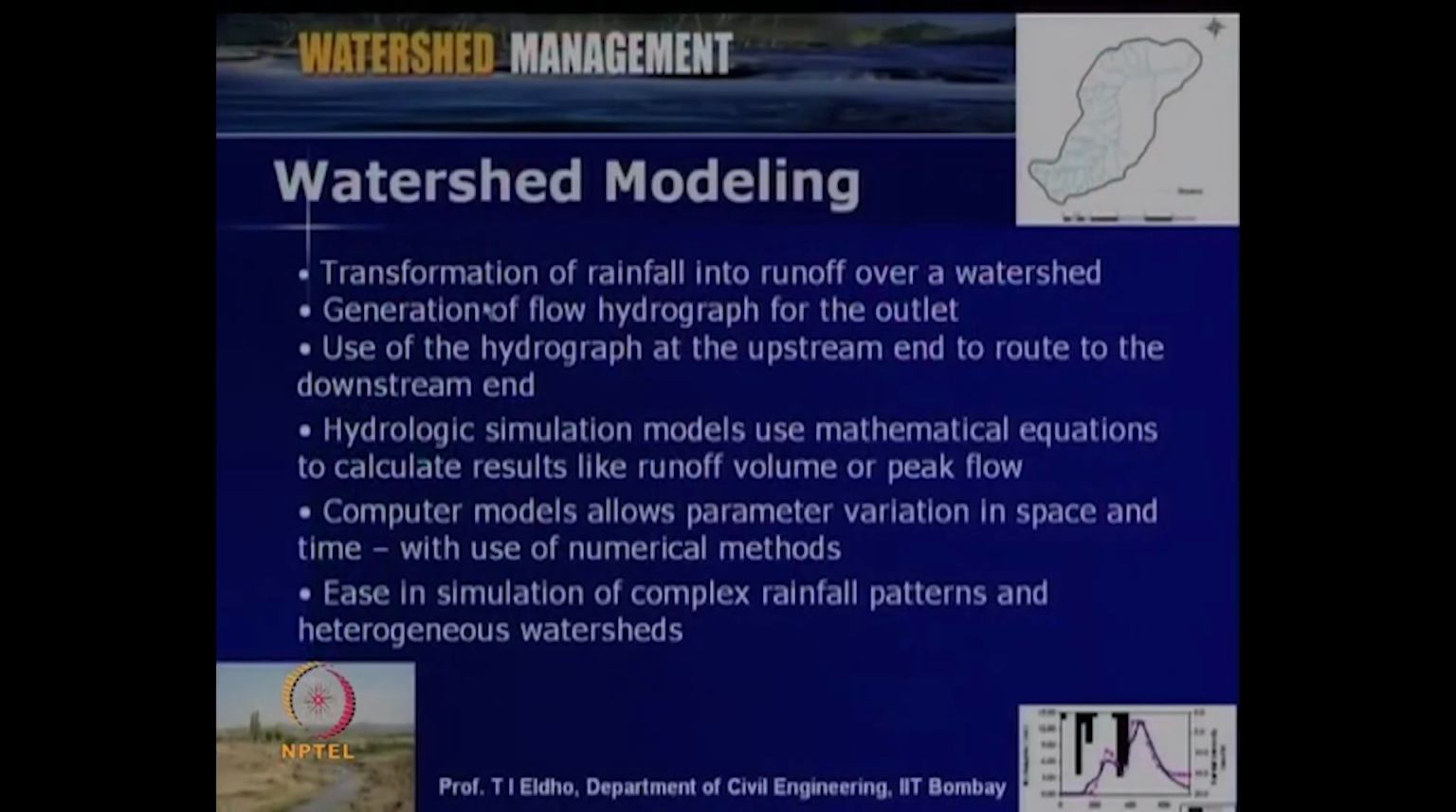Why is this kind of modeling very important as far as the watershed is concerned? As we discussed, there are various processes like transformation of rainfall into runoff over a watershed or generation of a flow hydrograph at the outlet of the watershed. Then, for example, use of the hydrograph at the upstream end to route to the downstream end, then hydraulic simulations. In all these cases we need to simulate the various processes using the corresponding mathematical or governing equations to calculate the runoff volume, peak runoff, time to peak, etc.